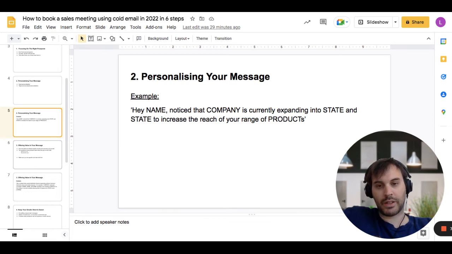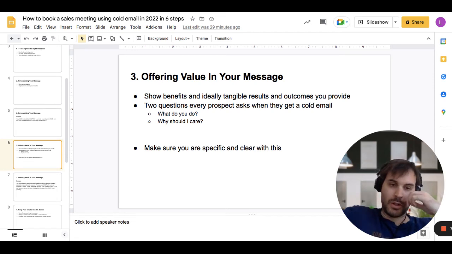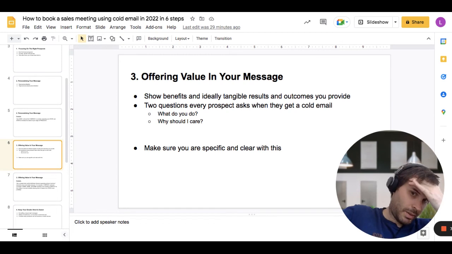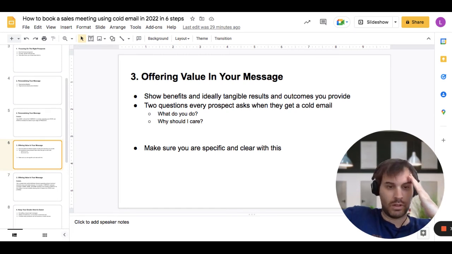It's a really effective way to do it without getting caught up with hyper personalizing every single email you write. And like I already said, that's my preferred way to do it. Third, offering value. In your emails you need to show why your prospects should care about even replying to you. You do that by showing benefits and highlighting the tangible results and outcomes your offer provides.